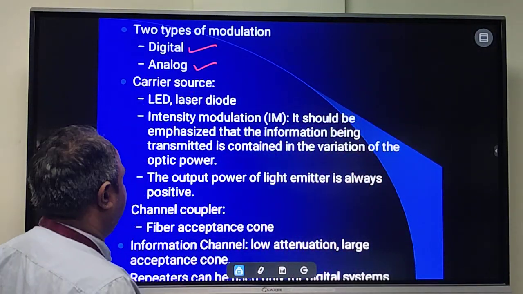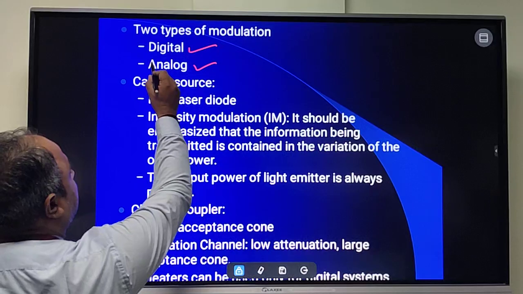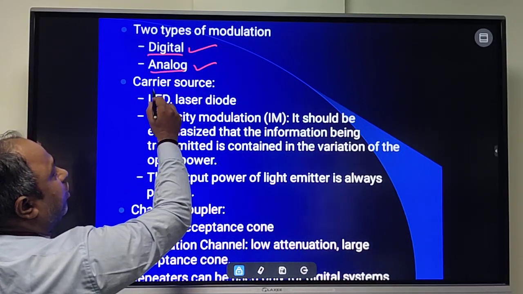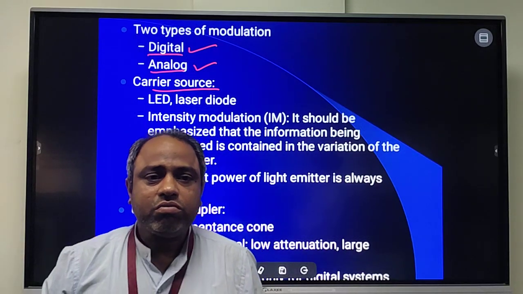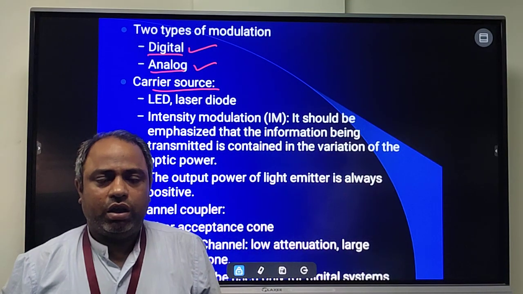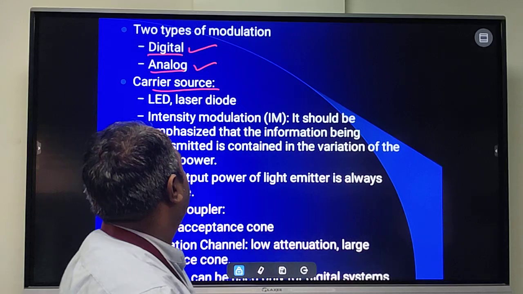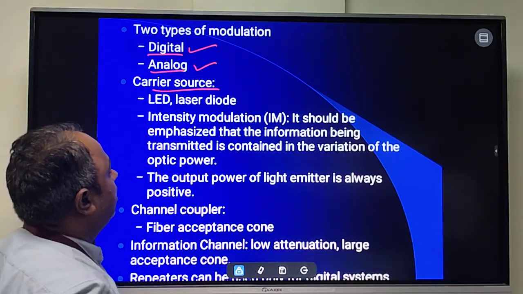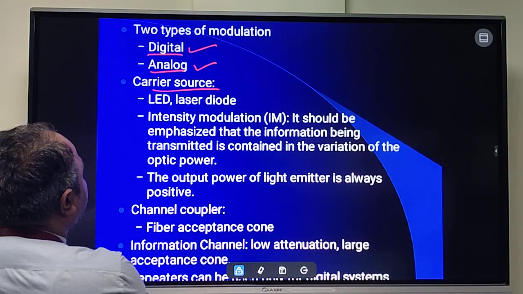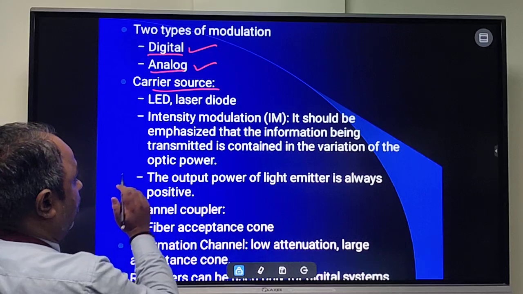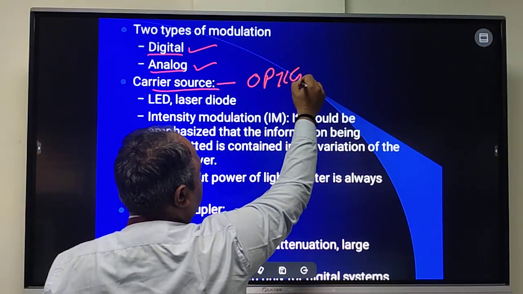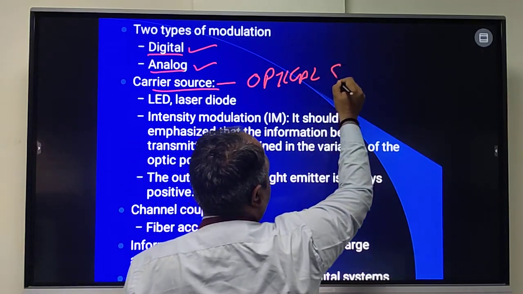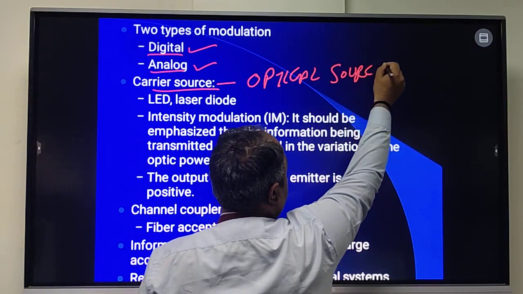With this modulation, we are talking about two different types, one digital and one analog. Then we use carrier sources. In carrier sources we use different things. The first is the LED and laser diode. These are basically optical sources.